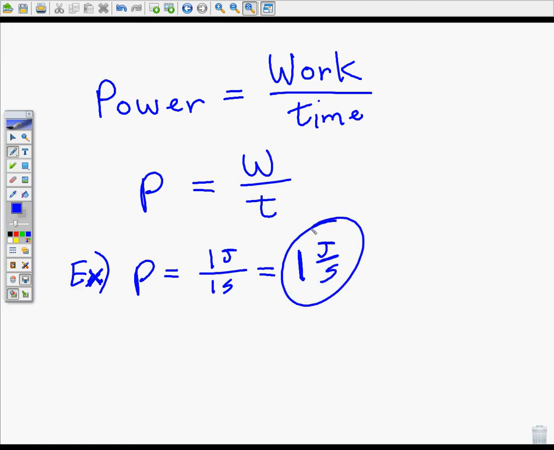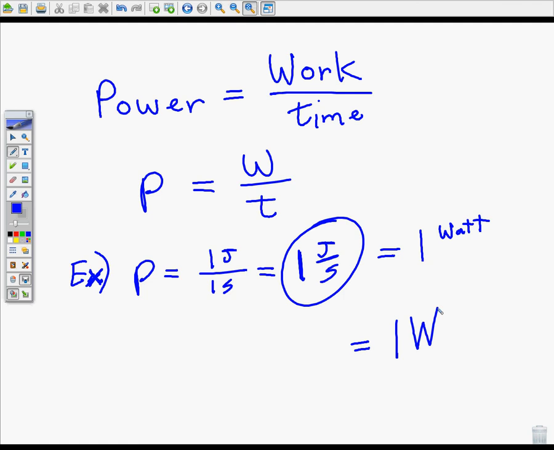If you did 1 joule of work in 1 second, the amount of power that you would need would be 1 joule per second. However, to honor another scientist, a joule per second is also referred to as a watt. And instead of writing out the whole word watt, we could just write 1 W. 1 watt is 1 joule per second.